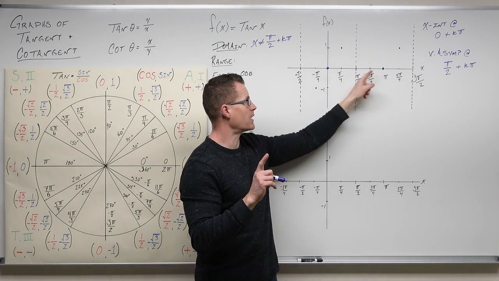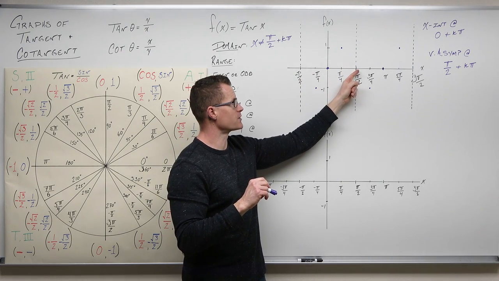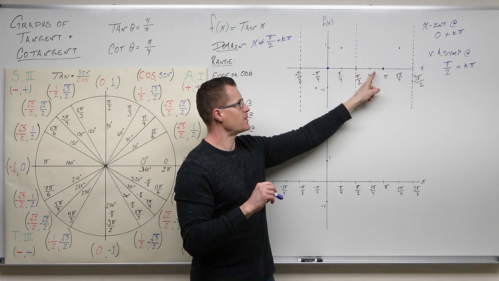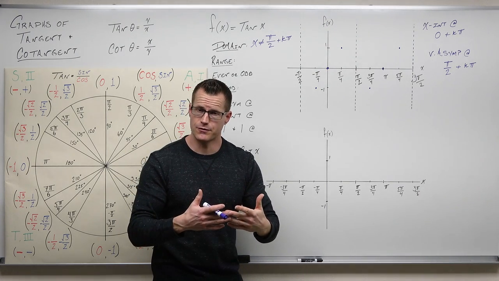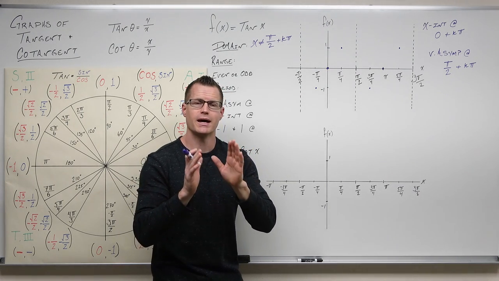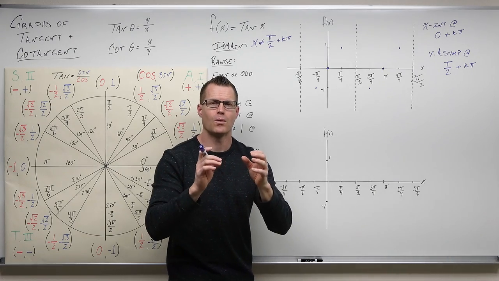0 plus pi is pi. Or negative pi over 2 plus pi is pi over 2. Or negative pi over 4 to 3 pi over 4 is adding pi to that. So this period for tangent is more often than 2 pi. It's every pi. Now, why?